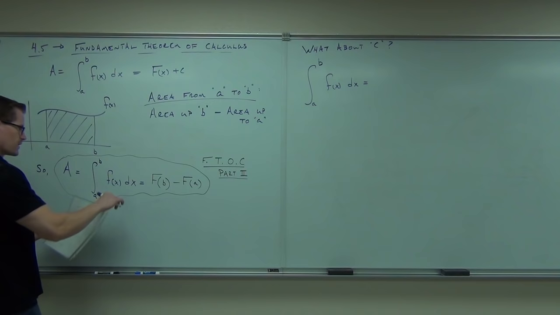How many people understood that? Where the problem is? What's the problem again? Explain it to me again. What's the problem? Domain issue. Why a domain issue? Someone else. Domain issue. Why? Because it's undefined. Where? At zero. And why is zero important? Aha! It's actually in our interval.